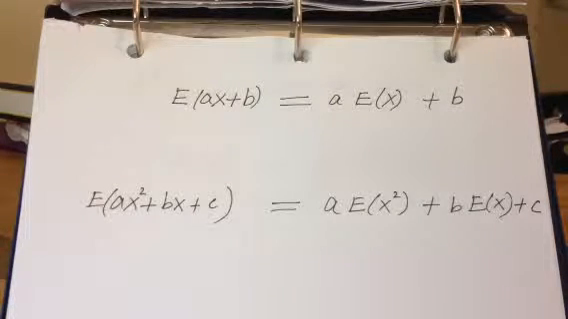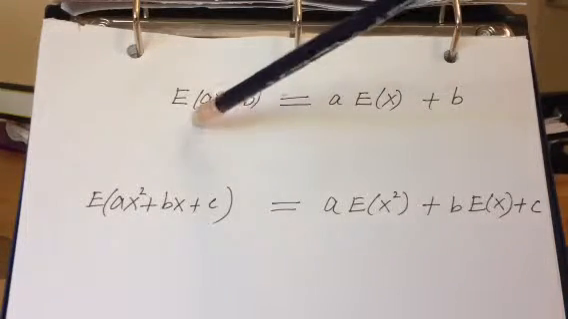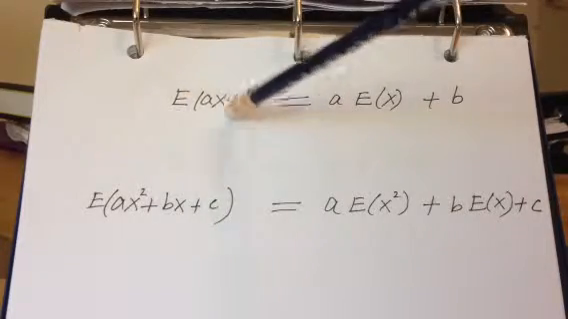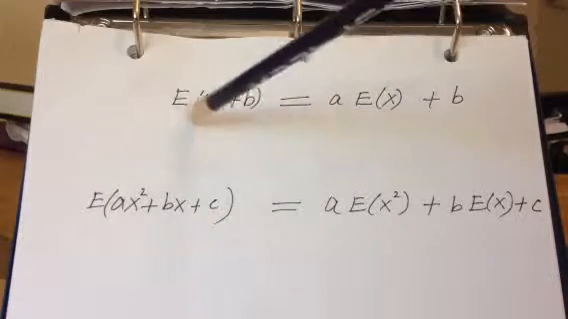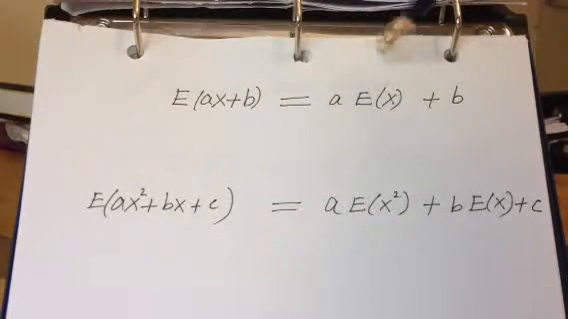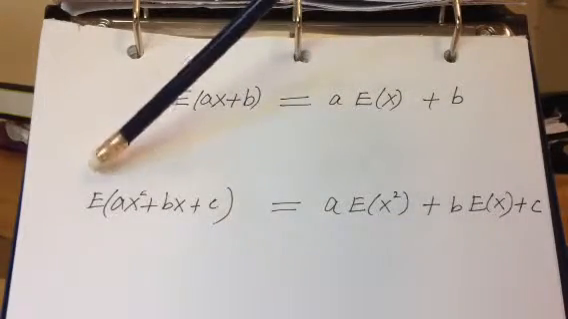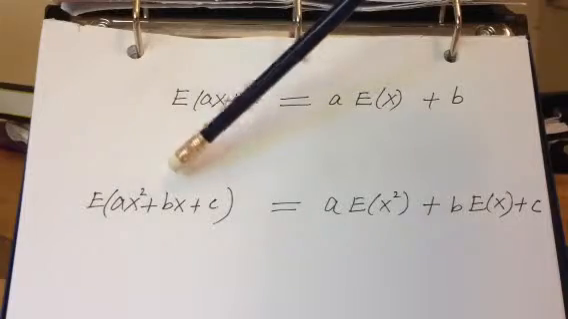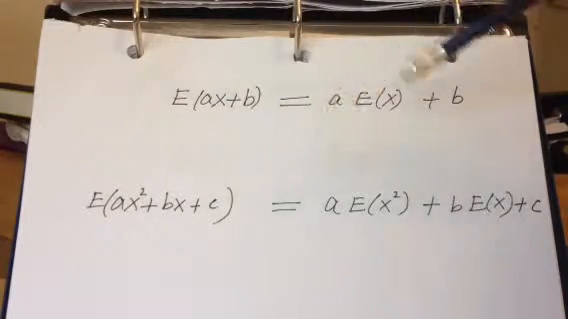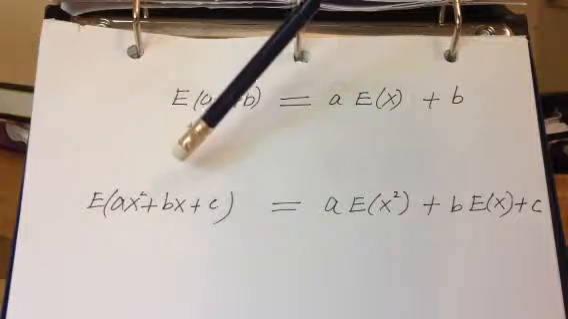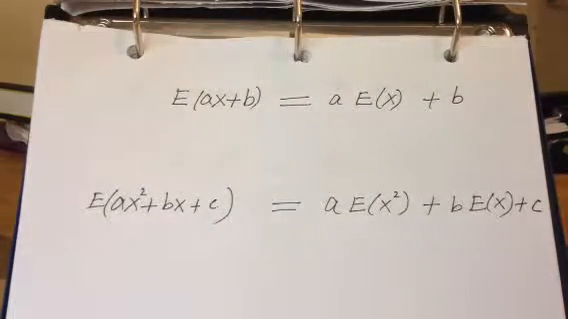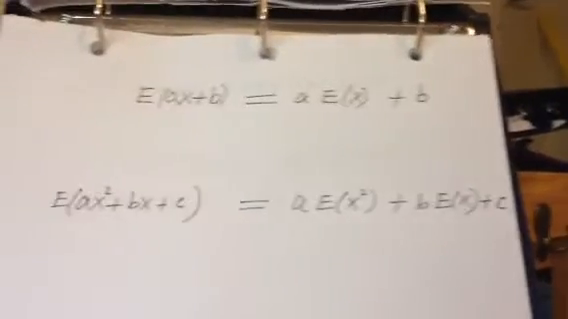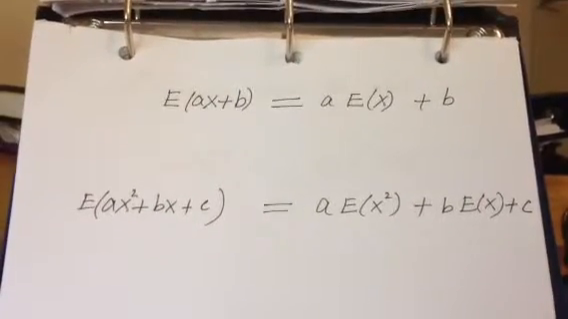These are all properties of expectation. If the random variable is of the form ax plus b, the expectation of ax plus b is equal to a times E of x plus b. And the expectation of ax squared plus bx plus c is equal to a times E of x squared plus b times E of x plus c. I'm going to move on to my next slide.